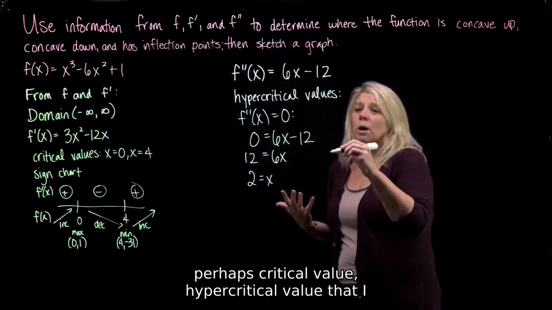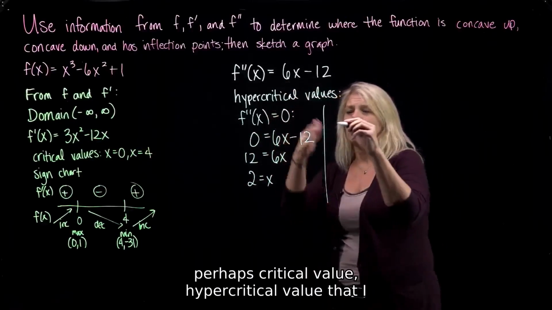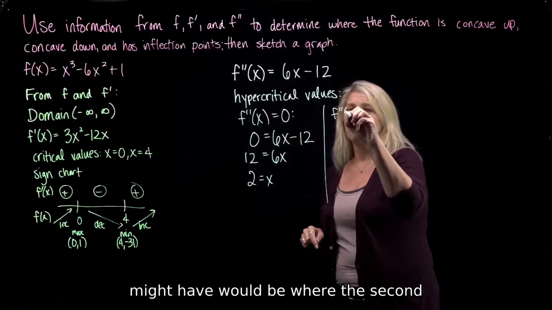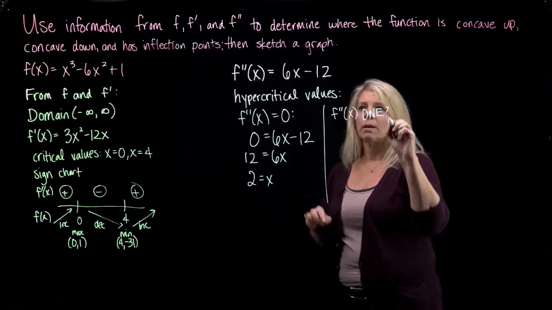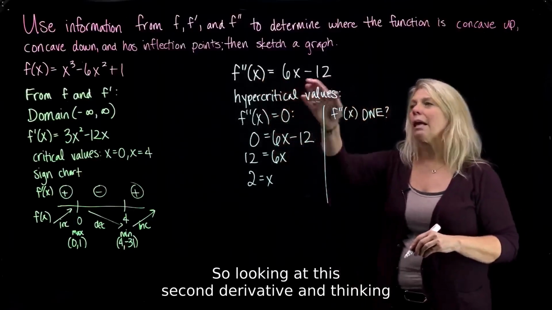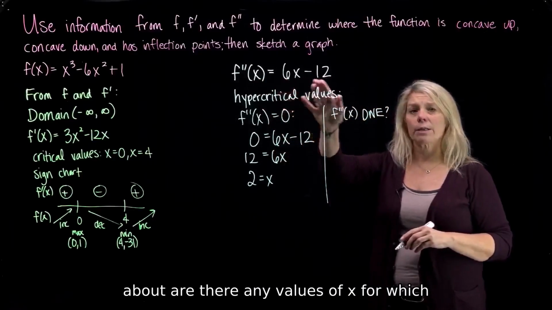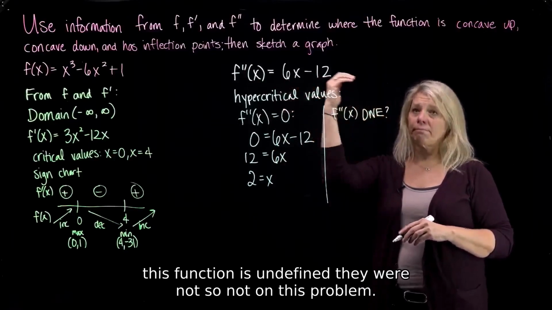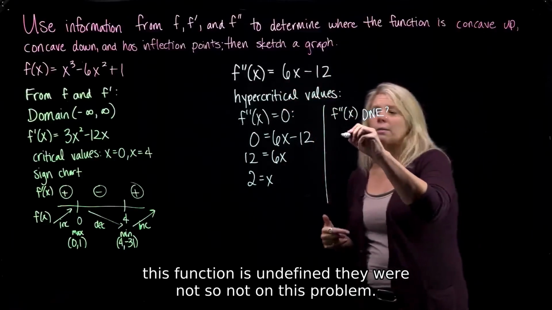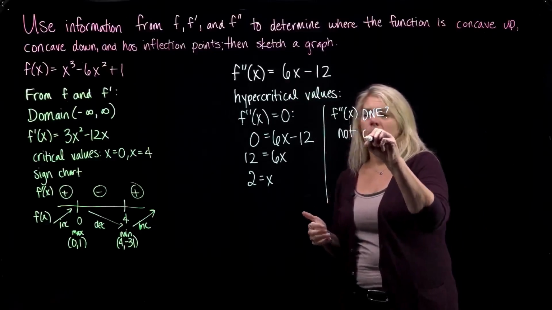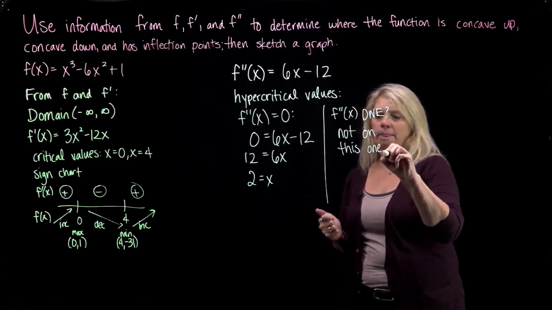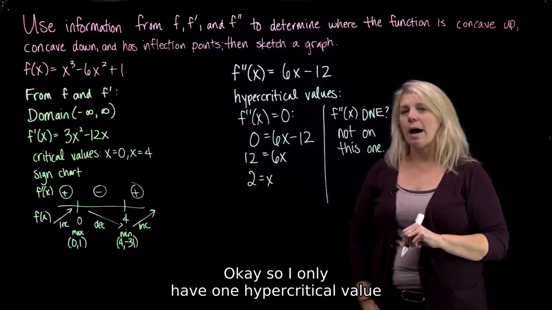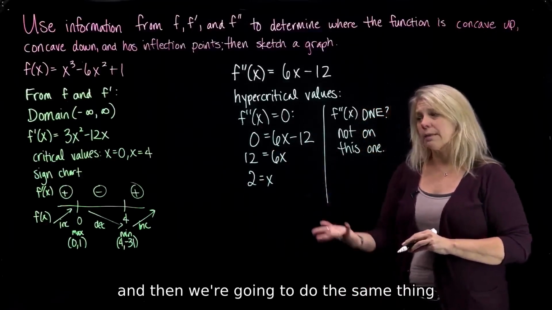And then the other perhaps critical value, hypercritical value that I might have would be where the second derivative does not exist. So looking at this second derivative and thinking about, are there any values of x for which this function is undefined? There are not, so not on this problem. Okay, so I only have one hypercritical value, and then we're going to do the same thing that we did with the first derivative, but we're going to do that with the second derivative.